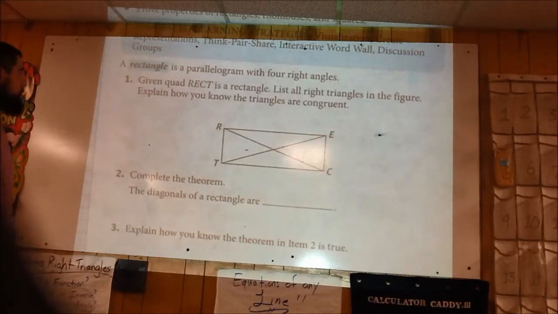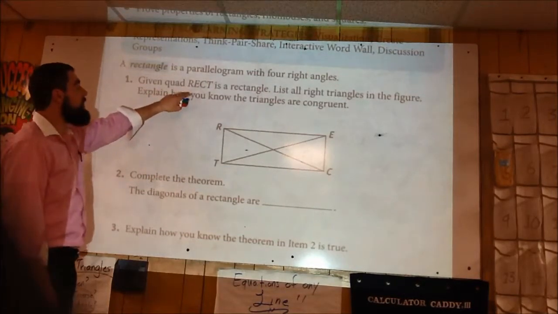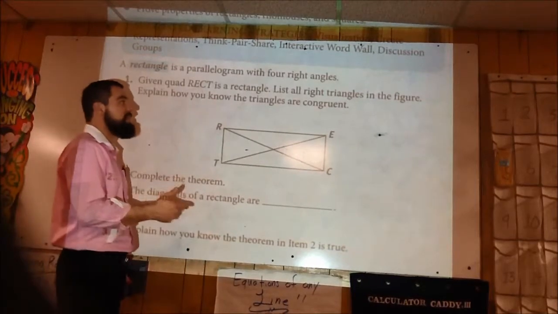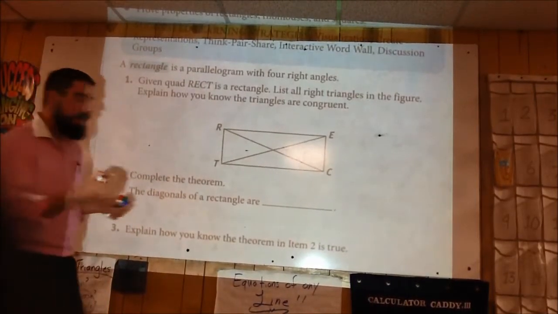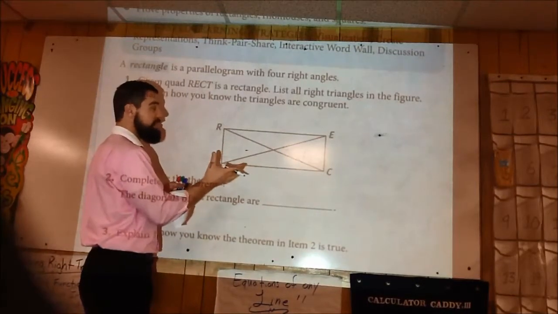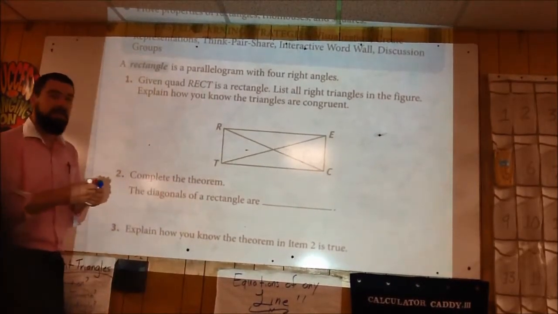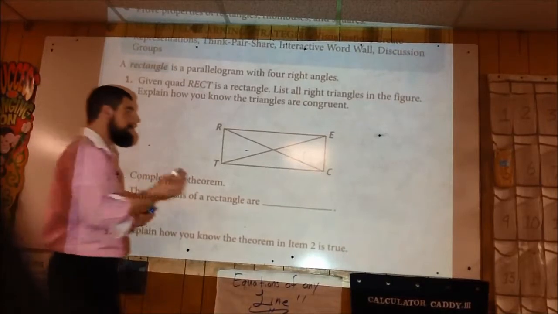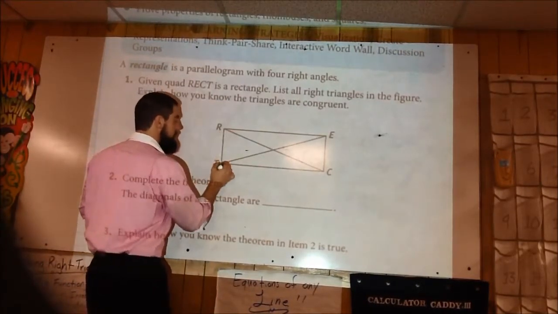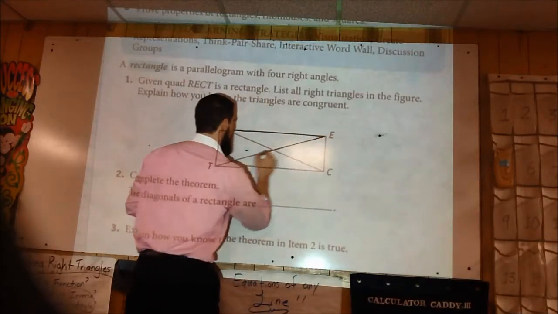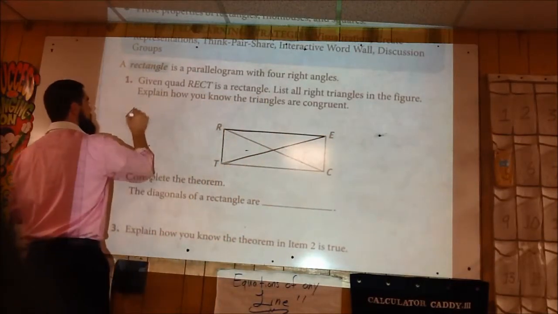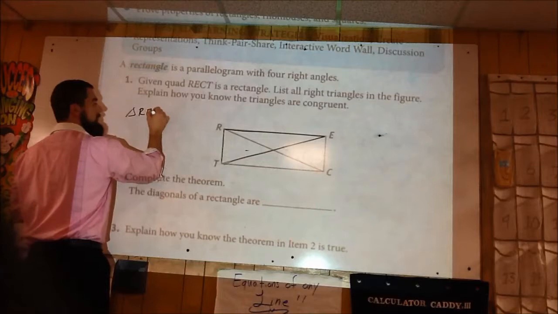It says, given that this quadrilateral, RECT, is a rectangle, list all right triangles in the figure. So they tell us right out of the gate that this is a rectangle. They want us to identify the four right triangles. I'm going to try to list them off in the same fashion, but then underline or highlight them in a different color. So the first one we got is triangle RET.